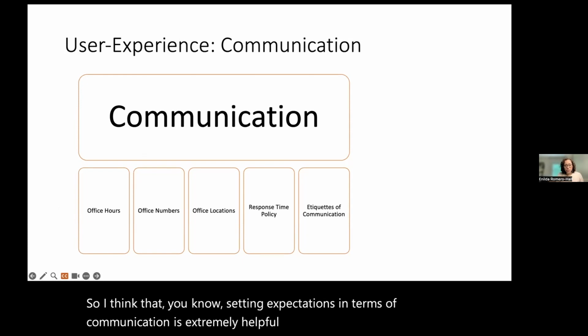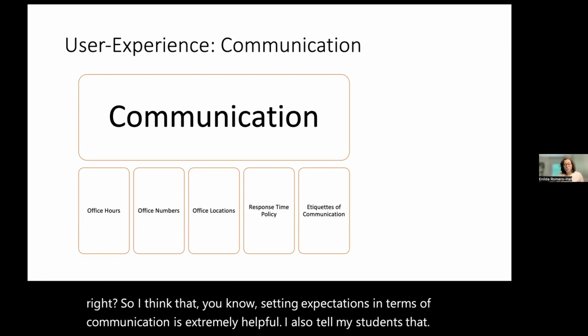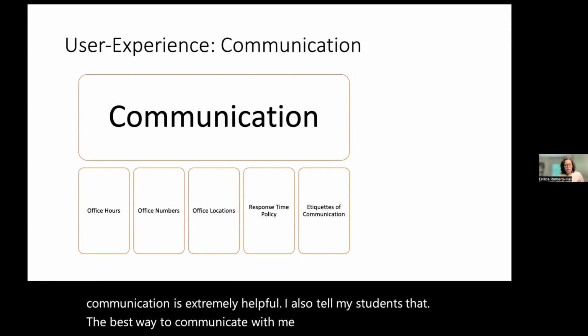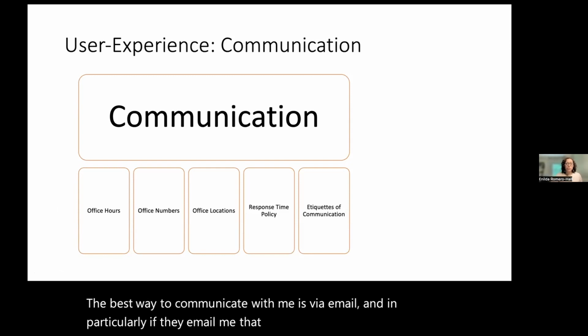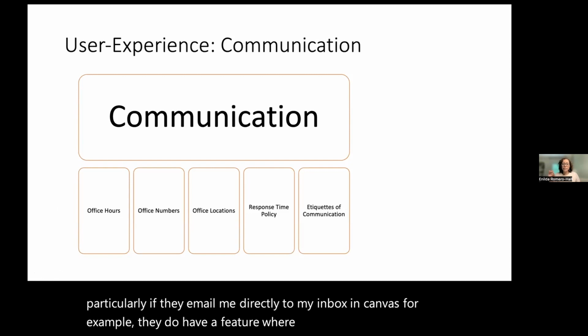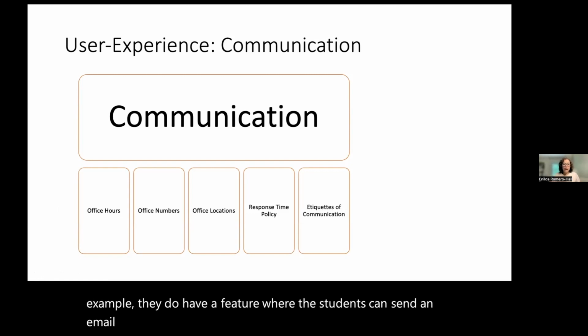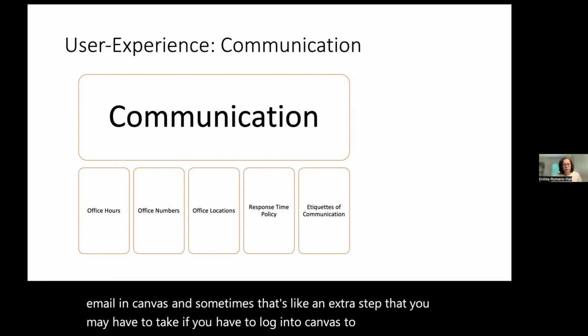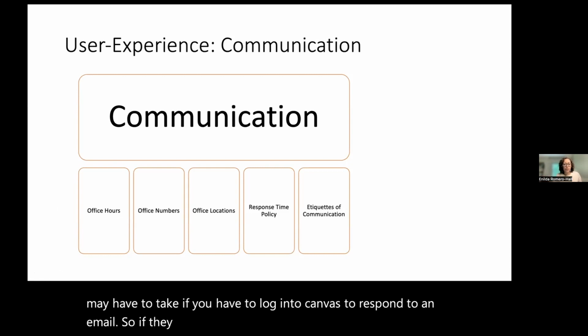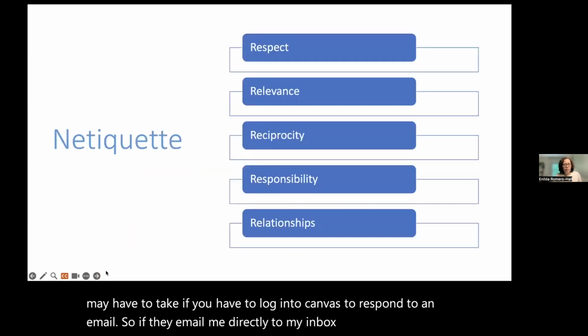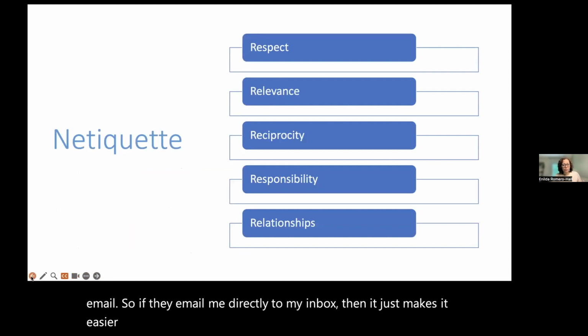I also tell my students that the best way to communicate with me is via email, and in particular if they email me directly to my inbox. In Canvas, for example, they do have a feature where the students can send an email in Canvas, and sometimes that's an extra step that you may have to take, if you have to log into Canvas to respond to an email. So if they email me directly to my inbox, then it just makes it easier.